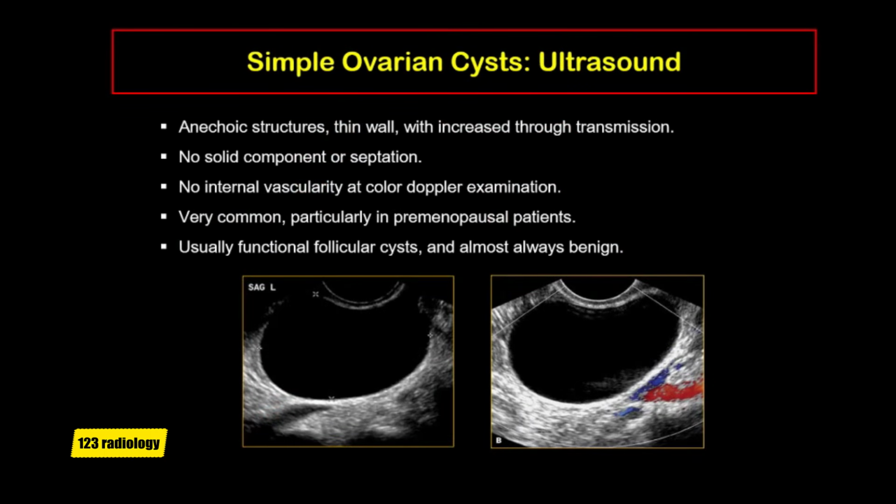Simple ovarian cysts are commonly seen on ultrasound. They are anechoic structures having a thin wall with increased through transmission. No solid component or septation. There should be no internal vascularity at color Doppler examination. They are very common, particularly in premenopausal patients. They are usually functional follicular cysts, and almost always benign.